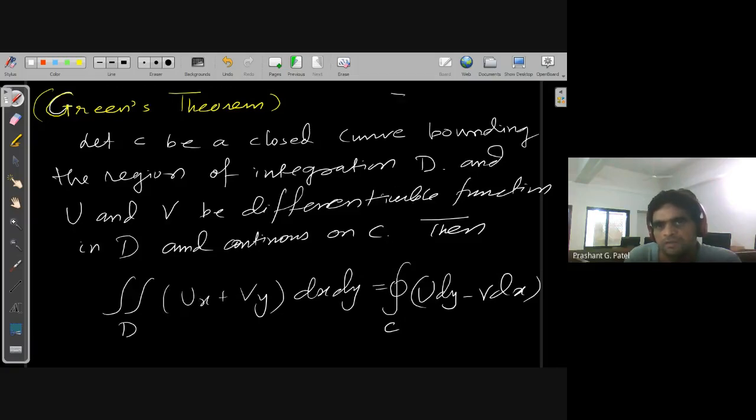So what is the surface D here? This is the curve C, and the boundary is C of D. So this entire interior, as well as the boundary, is D, and it is a region where U and V are differentiable functions defined on this D, and they are continuous on the boundary. Then we have this result.